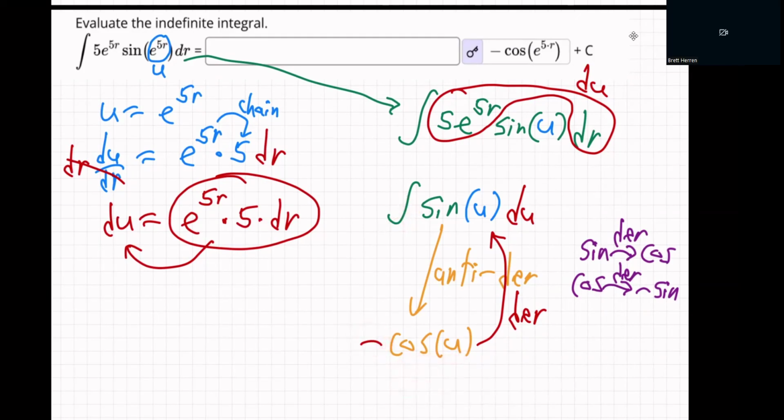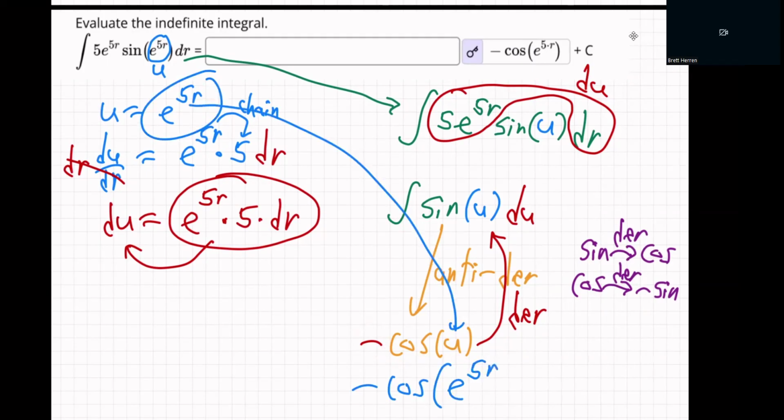And then last step, let's go back to our original function. Negative cosine, let's substitute back in. What is u? e to the 5r. So boom, right there. Negative cosine e to the 5r, and there's our plus a constant. There we go.